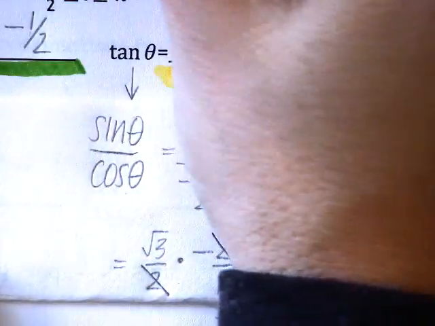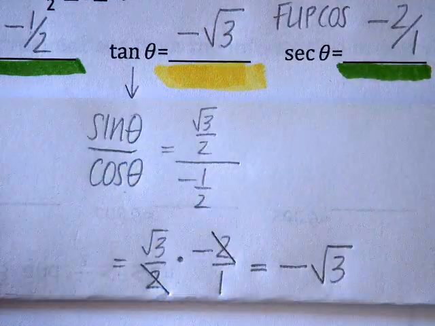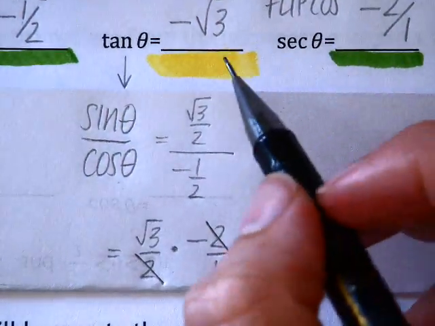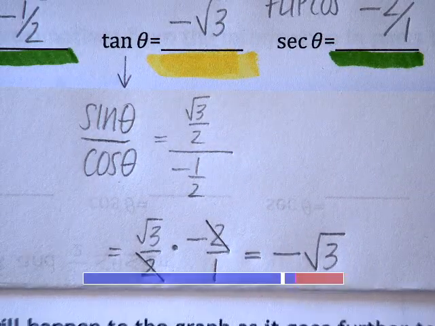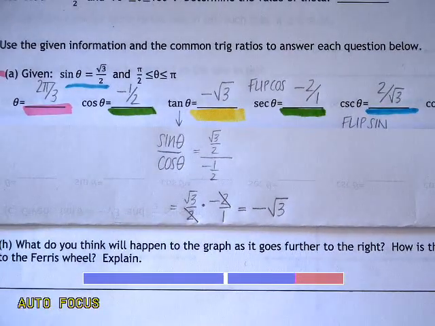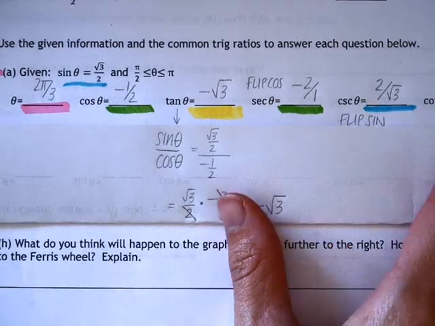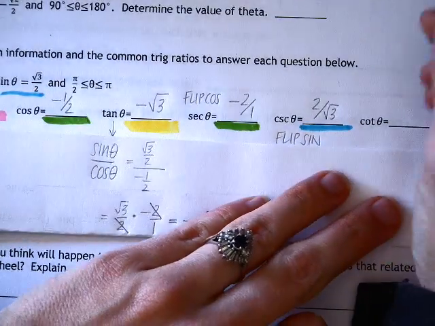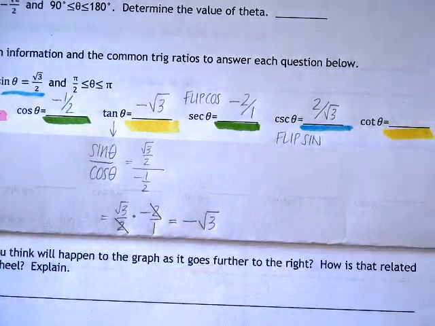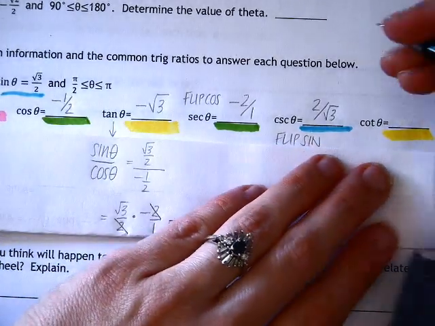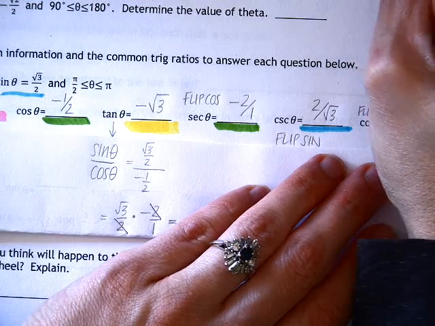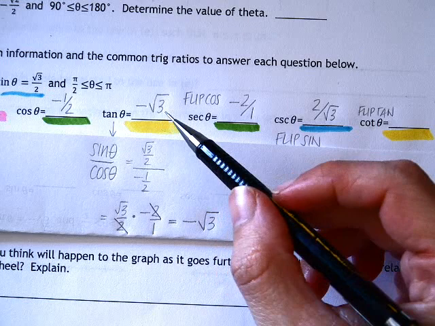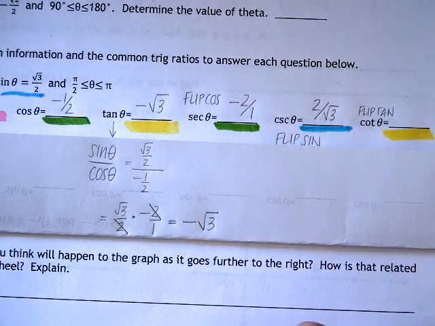Now, since tan is negative root 3, it's kind of a weird, sort of strange answer, but that's to be expected. Oftentimes, tan answers are a little bit strange. More importantly, though, if I have the tan answer, that means now I can use it for cotan, because the important thing to remember about cotan is that cotan is the flip of tan. And once you have the tan answer, you can flip it over and you got your cotan.